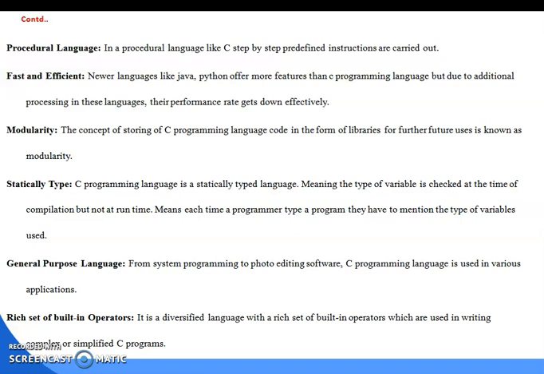From system programming to photo editing software, the C programming language is used in various applications. Next is your rich set of built-in operators. It is a diversified language with a rich set of built-in operators which are used in writing complex or simplified C programs.